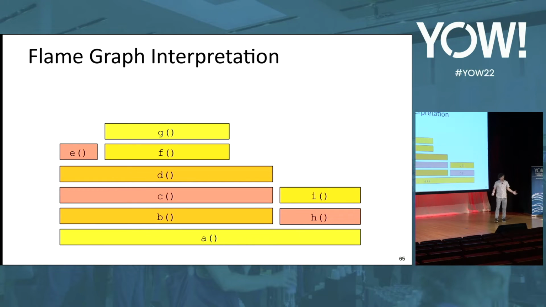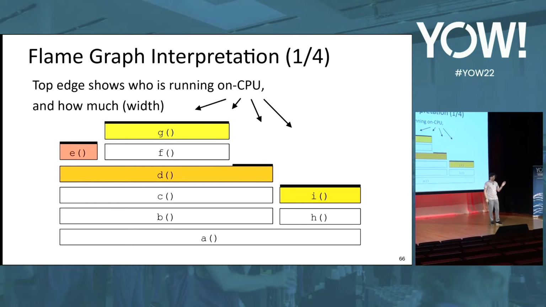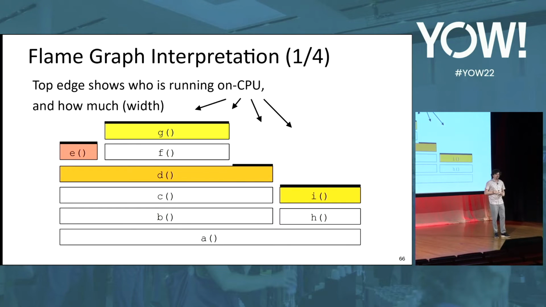How do you interpret them? Here's an example. If you look over the top edge, that shows who is running on CPU and by how much. By how much, you just look at the width and you compare line lengths. Comparing line lengths has been evaluated as an easy visual task. There's a variation on flame graphs that uses polar coordinates, and it turns them into these radial diagrams or sunburst diagrams, which I find a bit harder to interpret.